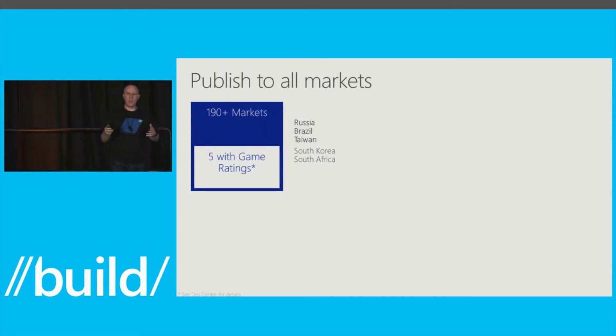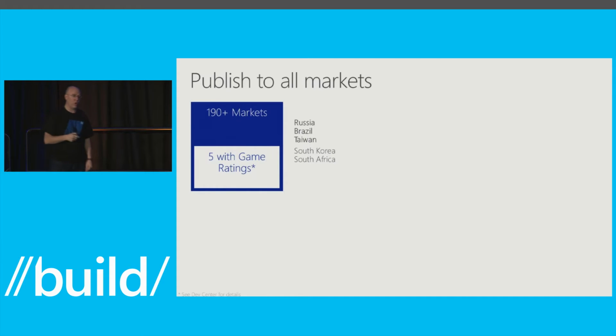Now, as you're publishing to all markets, really there's no excuse not to publish in pretty much every market in the world. Windows Phone has 191 markets. Windows 8 supports 231, so it's a broad set of markets. And you can publish to all of them, no issues, except there are 5 markets that require some game ratings because the local government has that regulation.